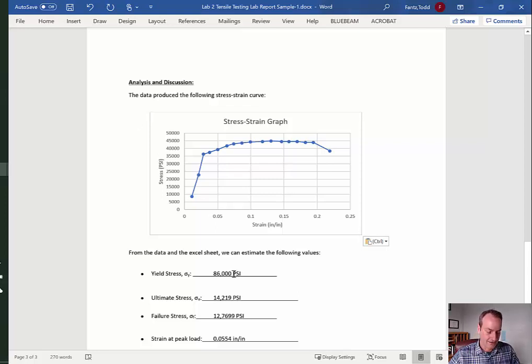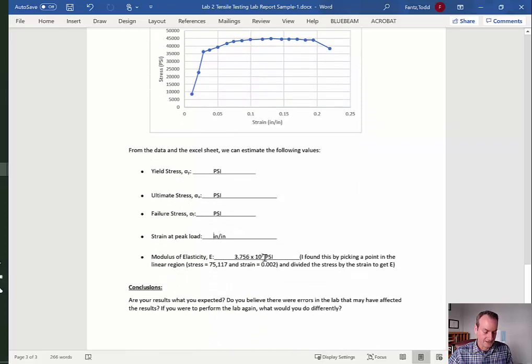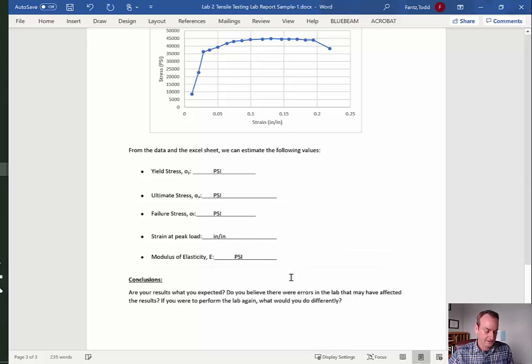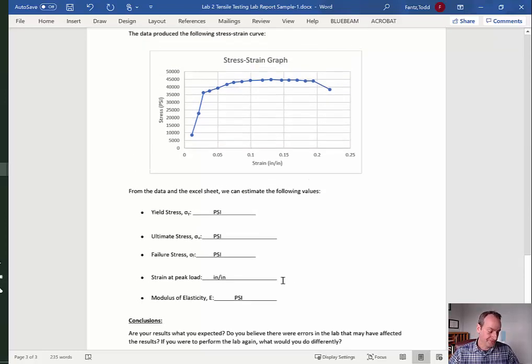From that curve or the graph, now I have to enter the information like the yield stress. I have to enter the ultimate. I have to enter the failure. And I have to enter strain at the peak. And last but not least, this modulus of elasticity. I would get rid of this part because clearly that was just for me telling you how to do it. I'm going to leave this up to you. It shouldn't be too difficult.